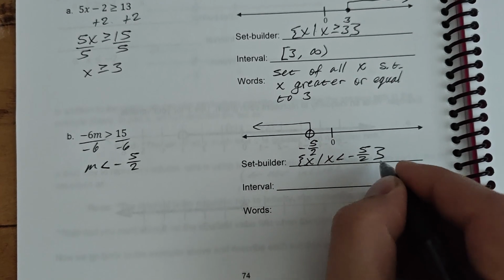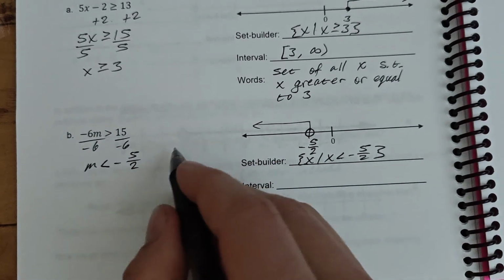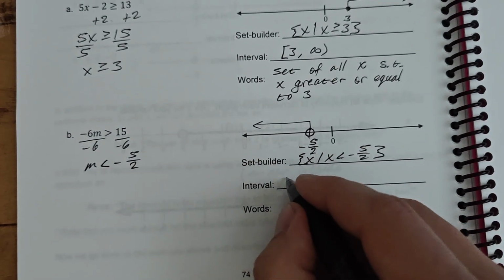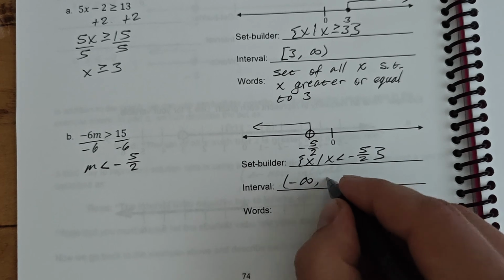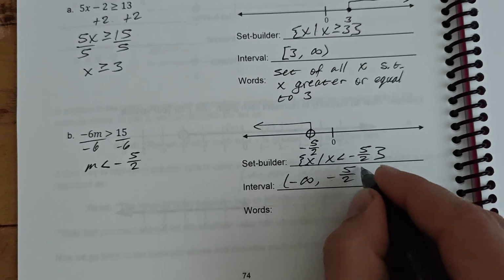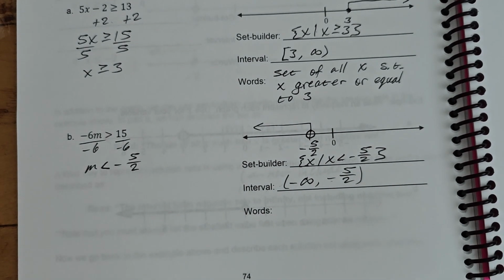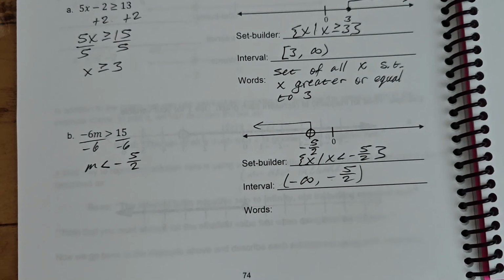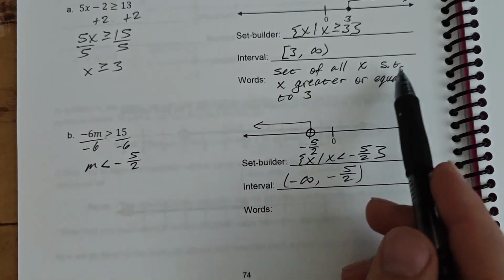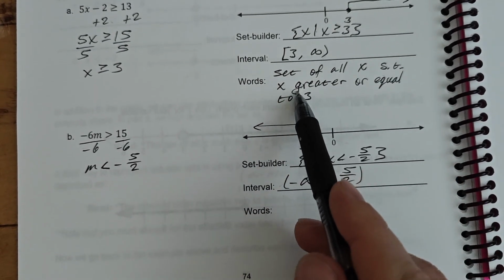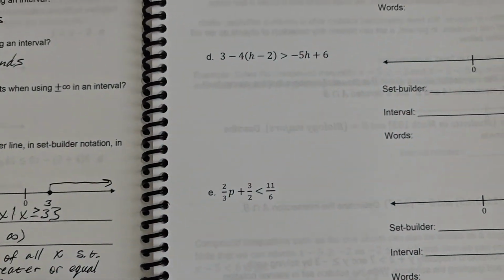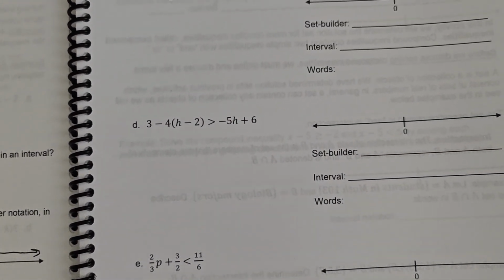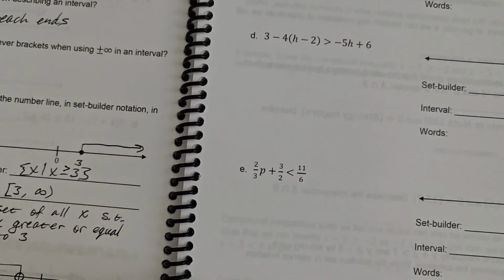End curly bracket. Interval, leftmost point to rightmost point. Leftmost is -infinity because it goes down forever. Rightmost is -5/2. Does not include -5/2. Then words, basically the same as this: set of all x such that x is less than -5/2. And that's essentially what this entire activity is.